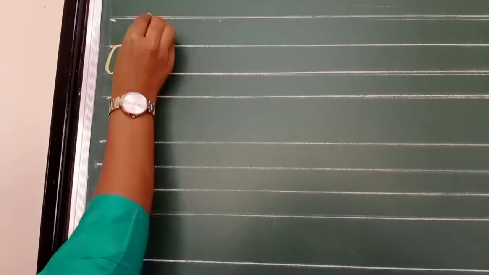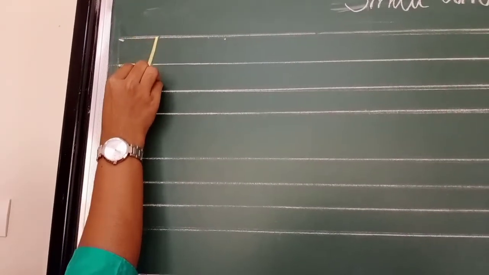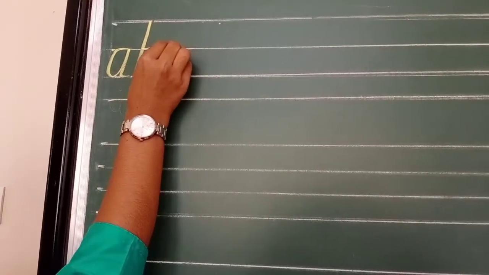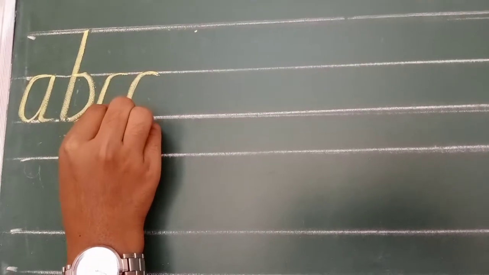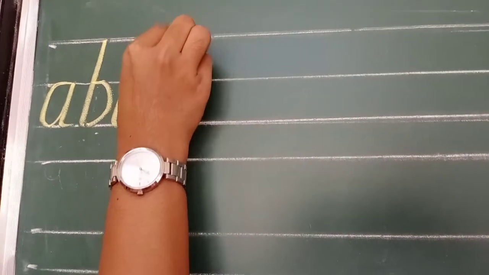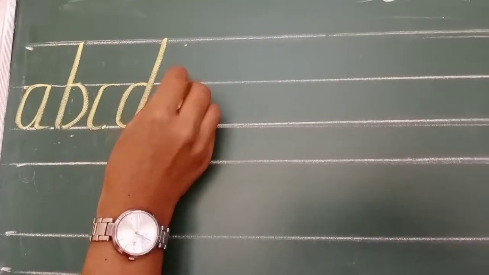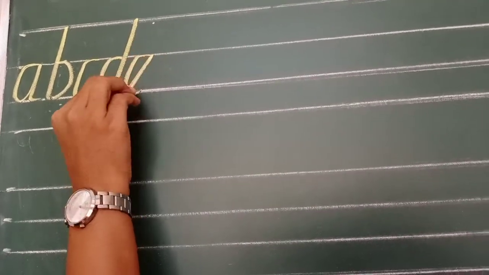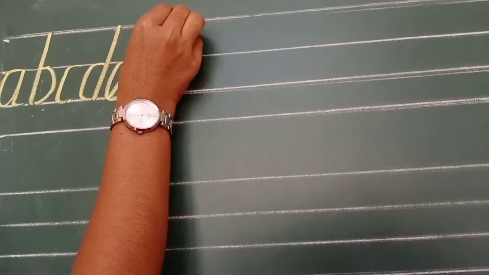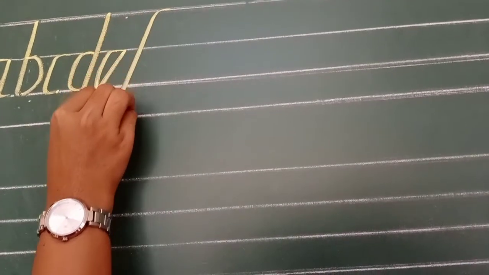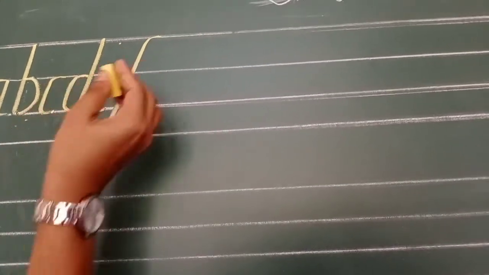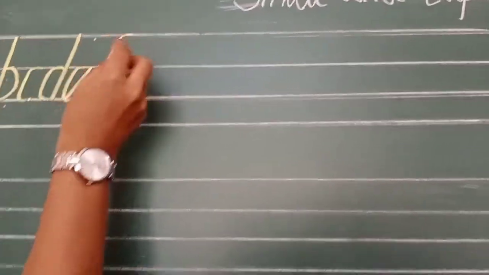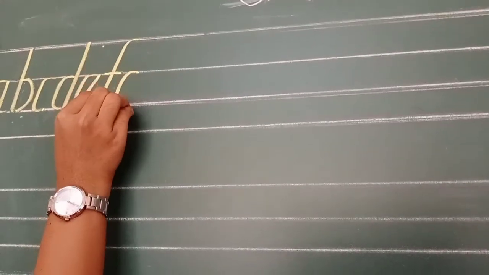A, B, C, D. Only the middle line and base line we are making use of for writing this alphabet. F. This is the only alphabet where we touch all the four lines. G.